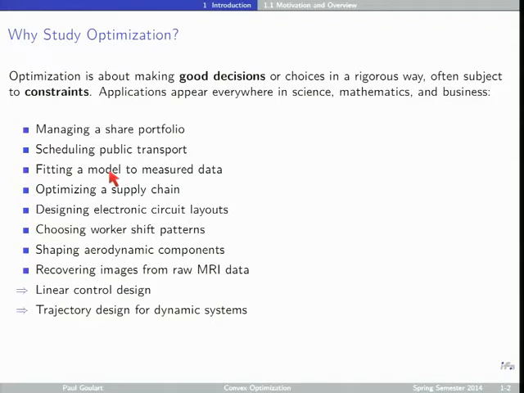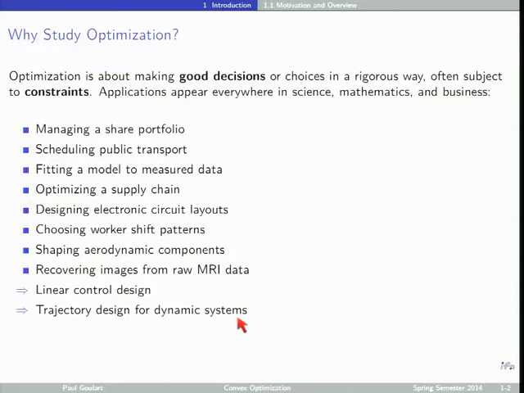A much more difficult one is this one here at the bottom, shaping aerodynamic components. This one is extremely nonlinear. There are all kinds of weird functions. It's extremely difficult to even say what you're trying to do. And there you absolutely have to have some kind of numerical method. So you have a whole range of degrees of difficulty and different types of problems here. The ones we're really interested in, and should keep in mind, are these last two, the linear controller design and the trajectory design for dynamic systems.